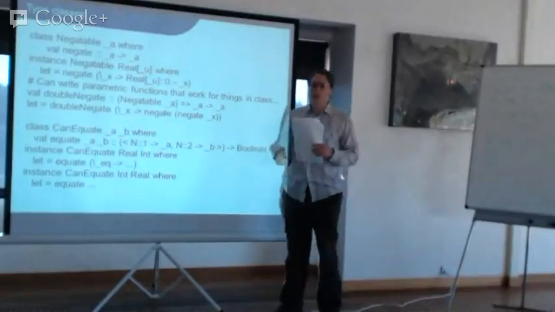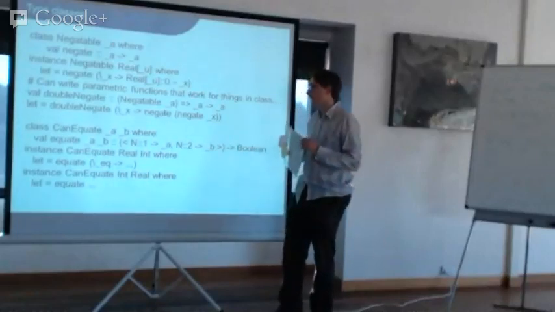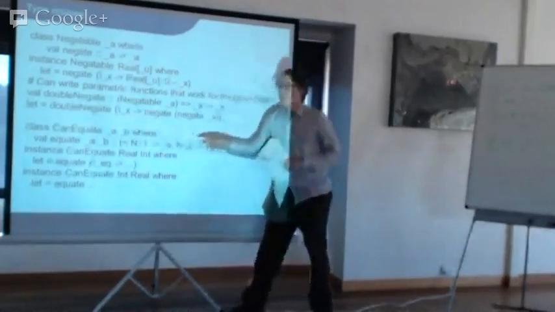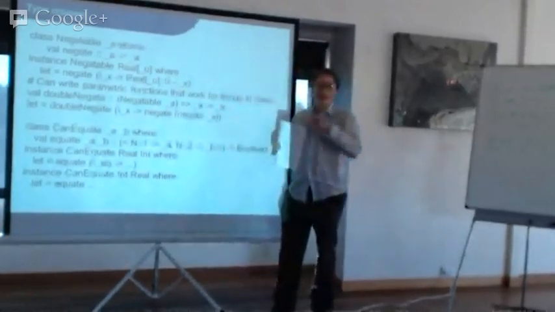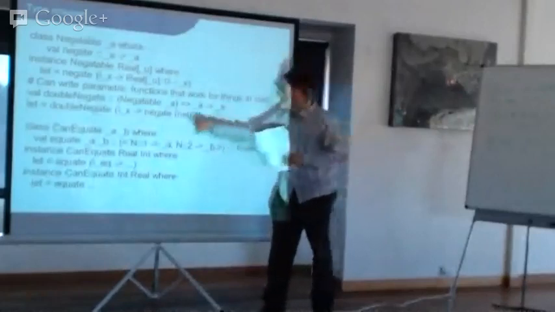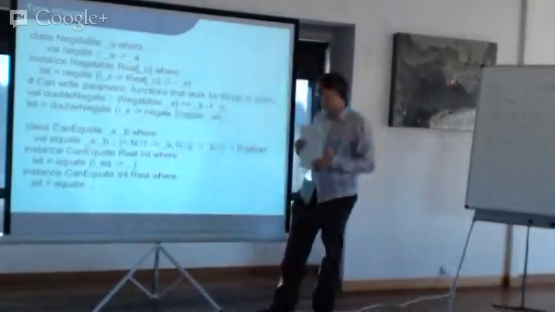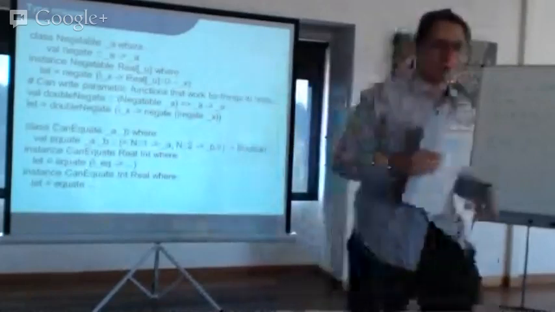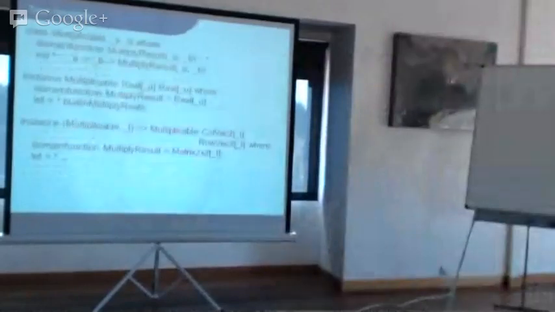And you can also have multi-parameter type classes that take multiple parameters. So here we're defining CanMultiply, which applies to two types, which would say that you can multiply type underscore A with type underscore B. I won't go into too much detail on that.